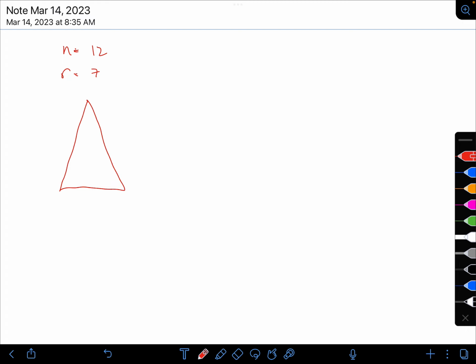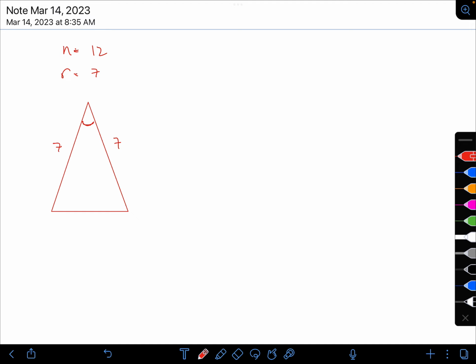So I'm going to start with an isosceles triangle. And what do I know about that isosceles triangle? Well, I know that the radius is 7, so I know that distance is 7, and that distance is 7. What I'm missing is that central angle. And I know that when I put all 12 of these triangles together, it makes the dodecagon that I'm looking for.